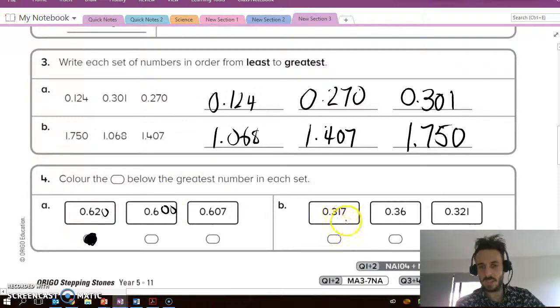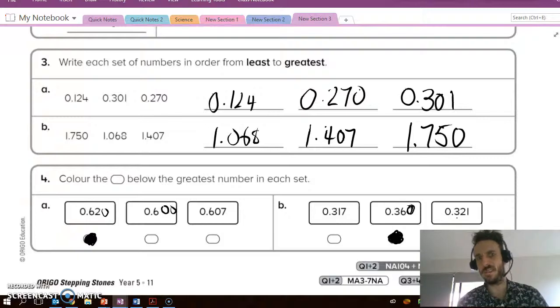And B over here, same thing, we've got 317 thousandths. I can add a 0 to make that 360 thousandths, and this one's 321 thousandths. So the greatest number would obviously be the 360 thousandths, because 360 is a bigger number than 317 and 321. That's the sheet. Done. That was actually pretty easy.